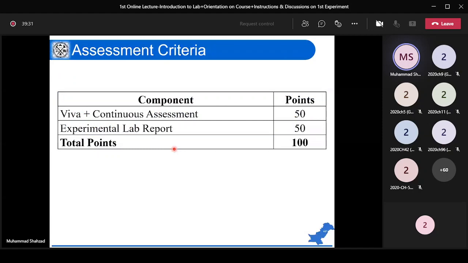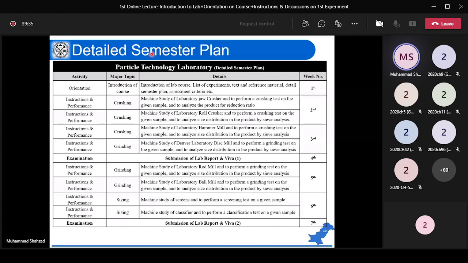Detailed master plan. This is my plan for your lab. Today is the first week, and we are discussing the introduction of the course, and we will finish it today. Then in the next week, you will perform two experiments. The first one is on the jaw crusher, and the second one is on the roll crusher. Then comes the third week. You will perform another two experiments. One is on the hammer mill, and the second one is on the disc mill.